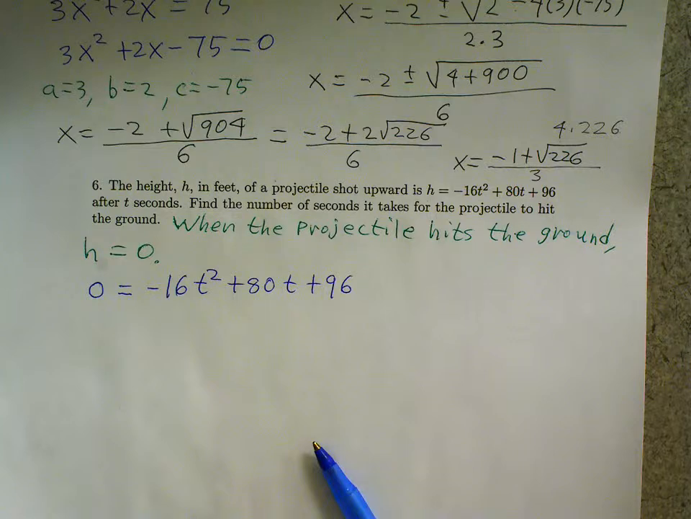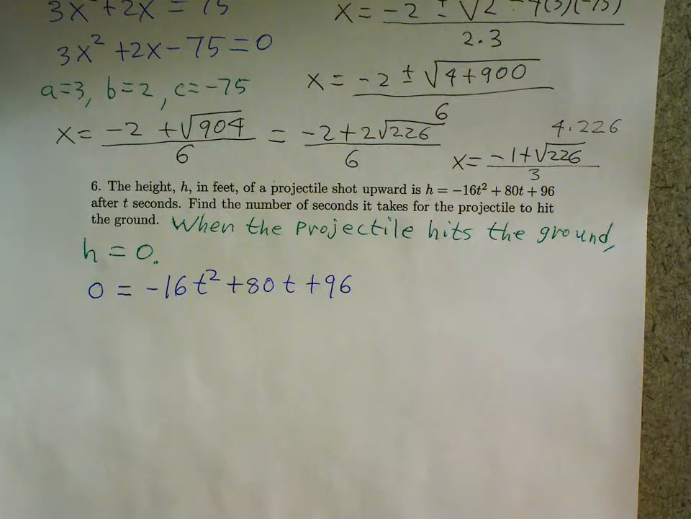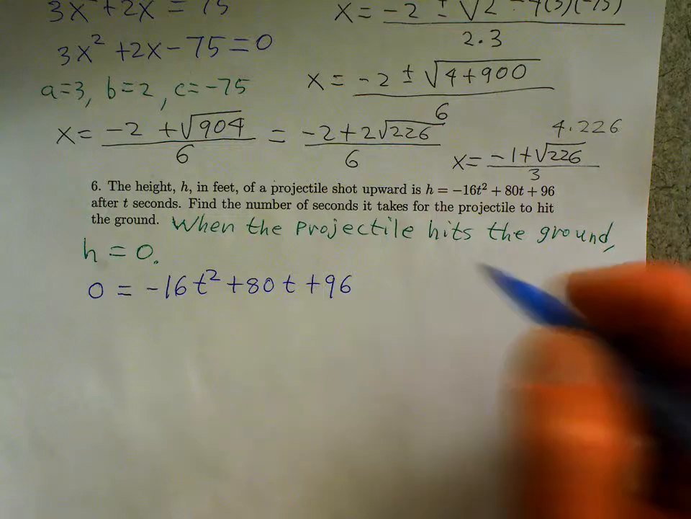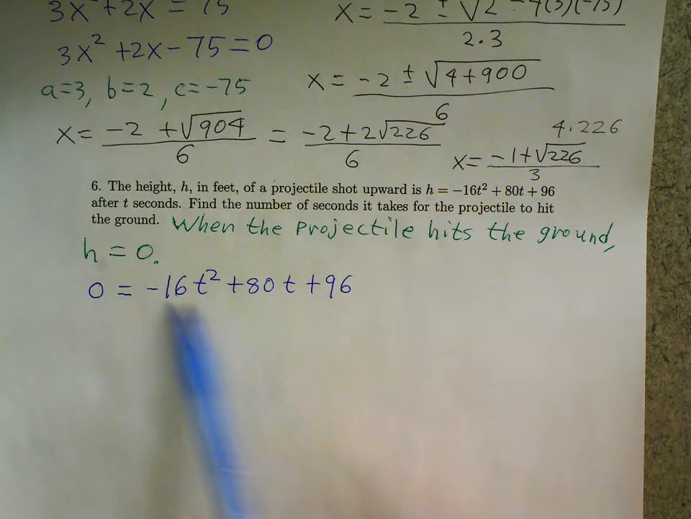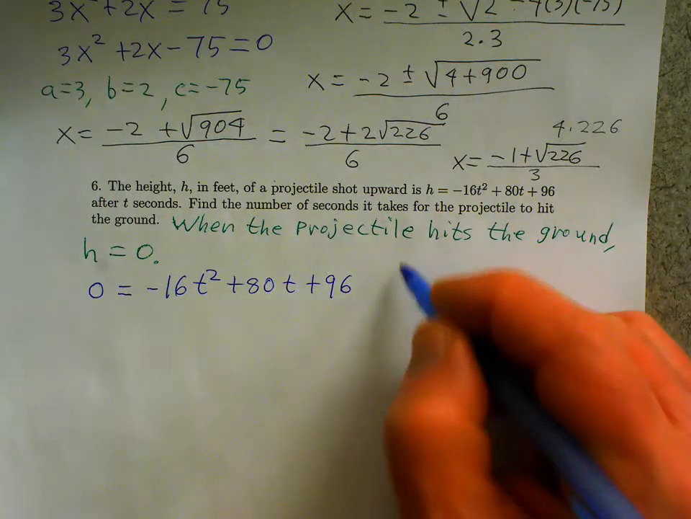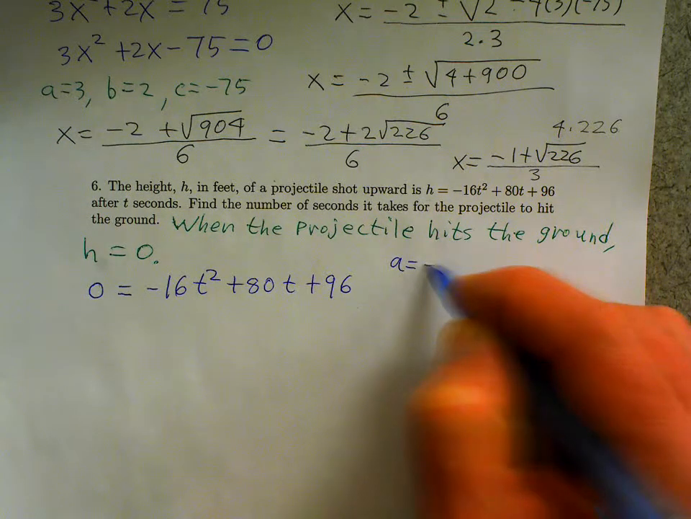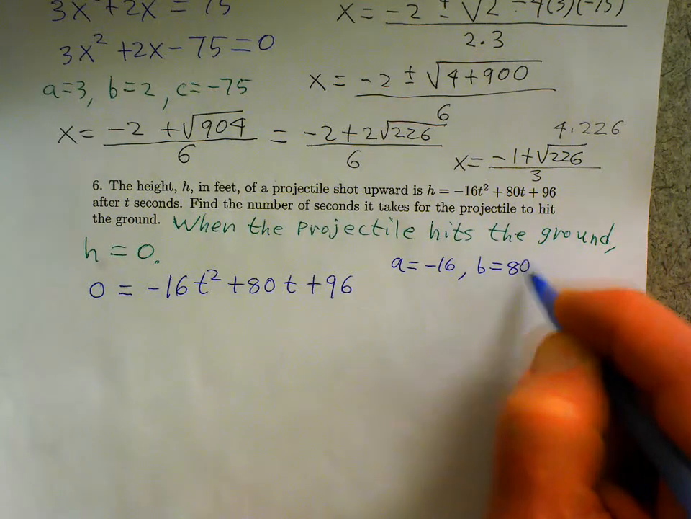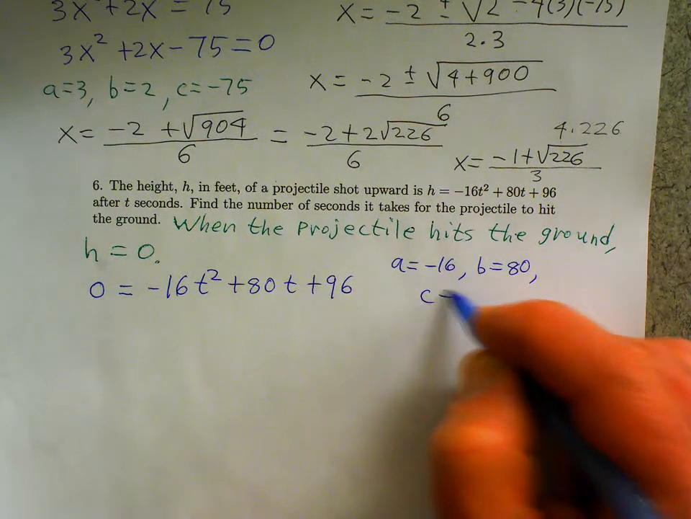I would use the quadratic formula. I've already put in the... Okay, you want to use the quadratic formula? You have that option. So if you use the quadratic formula on this equation, then a is negative 16, b is positive 80, and c is 96.